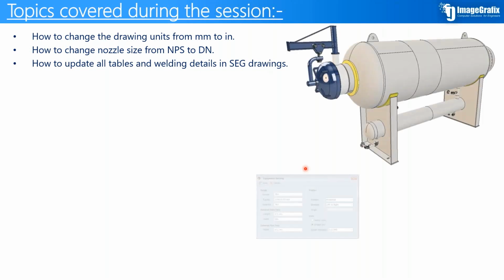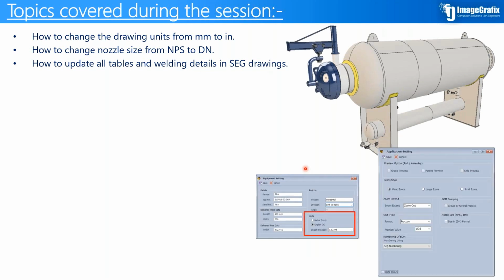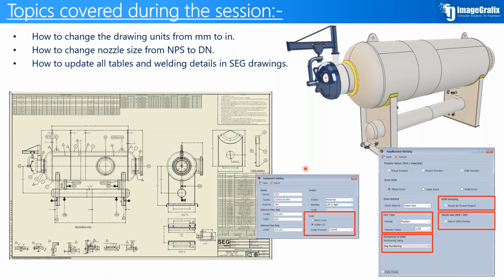In this sample model, from the equipment setting, we will know how to change the units, and from the app setting, we will know how to change the unit type from decimal to fraction and select the fraction value, how to make a group for the bill of material, how to change the size of the nozzle from NPS to DIN, how to make a sort numbering. After that, we will know how to generate the general arrangement.